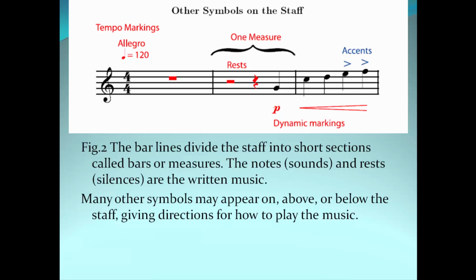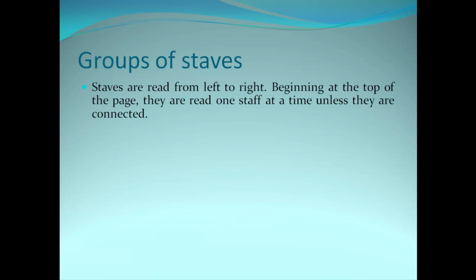Many other symbols may appear on, above, or below the staff, giving directions for how to play the music. Now, groups of staves. Staves are read from left to right, beginning at the top of the page. They are read one stave at a time unless they are connected.